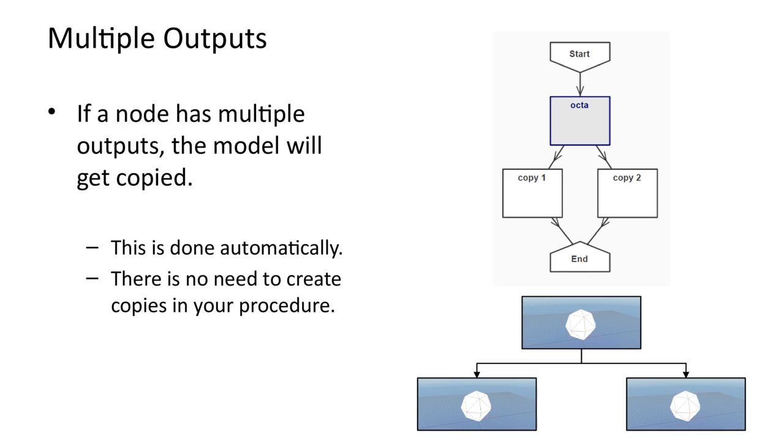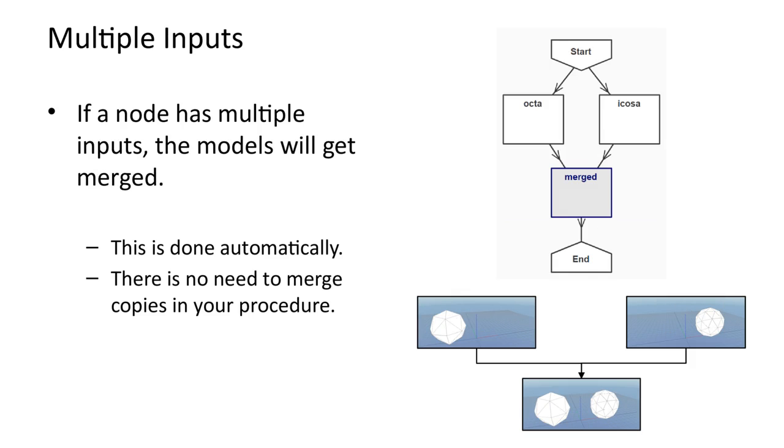For a node with multiple outputs, the output model gets automatically copied by the system. The downstream nodes will get duplicates of exactly the same model. The copies are completely independent from one another. All this is done automatically by Mobius.